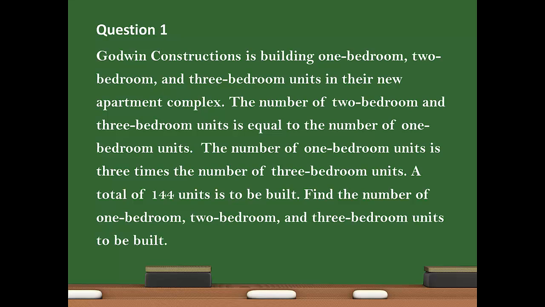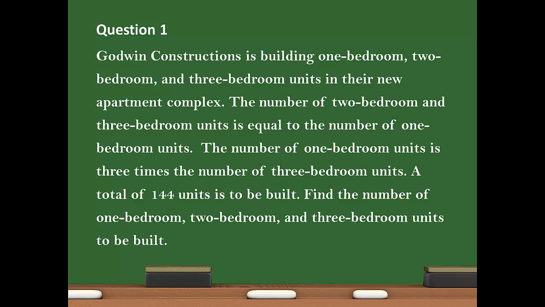Question 1. Godwin Constructions is building 1-bedroom, 2-bedroom, and 3-bedroom units in their new apartment complex. The number of 2-bedroom and 3-bedroom units is equal to the number of 1-bedroom units. The number of 1-bedroom units is 3 times the number of 3-bedroom units. A total of 144 units is to be built. Find the number of 1-bedroom, 2-bedroom, and 3-bedroom units to be built.